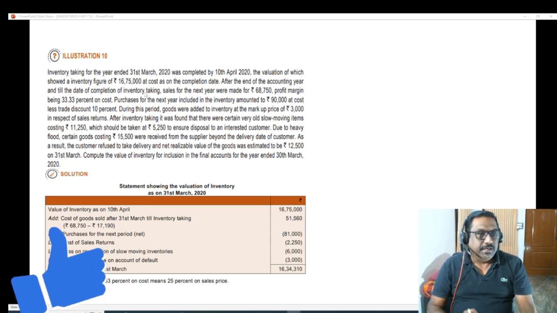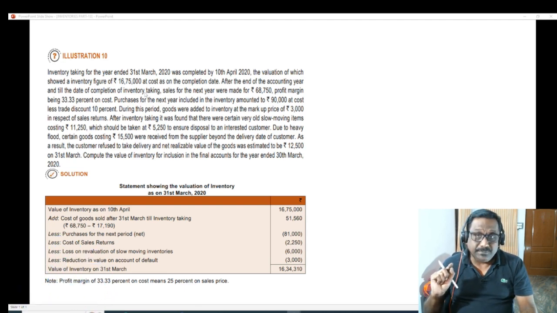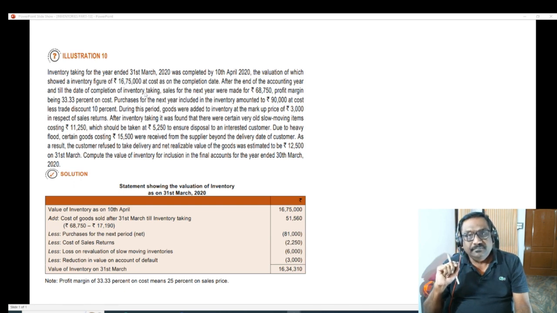That is very important. Next, after inventory taking, it was found that there were certain very old slow moving items. Super point. Very old slow moving items costing 11,250, which should be taken as 5,250 to ensure disposal to an interested customer. 11,250 worth of slow moving goods. That means they are not moving fast. They are not immediately saleable goods. Since they are not immediately saleable goods, they identified one interested customer who is ready to take it for 5,250.